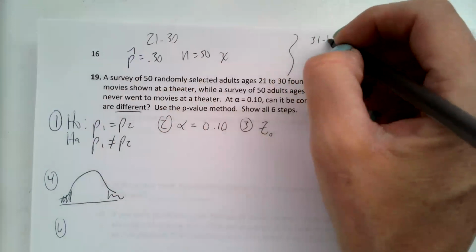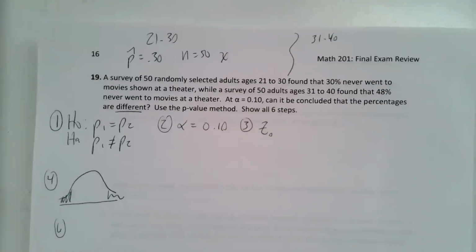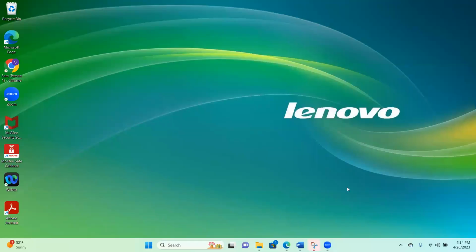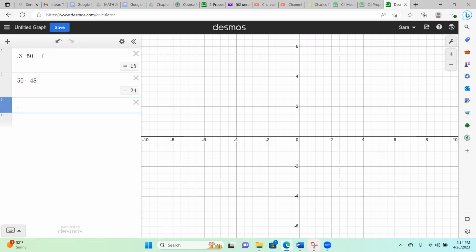Now, the X they didn't give us because they gave us the percentage. So if we take 30% of 50, if I share my Desmos screen here, I can take 30% of 50 and find out that X is equal to 15. And then for the 31 to 40 age group, their P hat was 48%, and the sample size was also 50. So I'm going to take 50 times 48% and find out that the X was 24 of them who had never been to a movie in a theater.